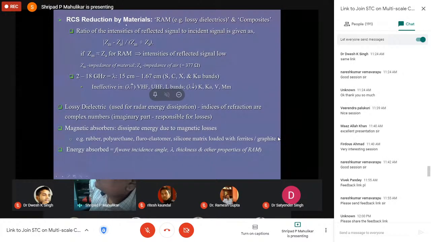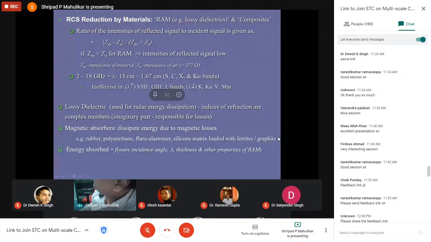So RCS reduction by materials, that is radar absorbent materials. Using lossy dielectrics, the basic idea is to absorb and dissipate. And composites, the basic concept is that they are radar transparent. Several composite materials are radar transparent. As I mentioned, we need to avoid the combination of composite followed by metal.